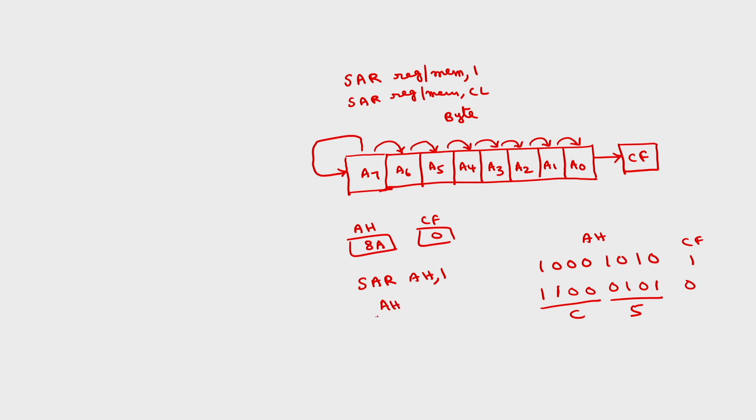AH will be C5 and carry flag will be reset now, because the latch bit is 0; initially this carry flag is set. If I take this as set, then now it will be reset. So this is about shift right operation. The only difference is that instead of inserting the zeros as in left operation, in shift right operation the same MSB bit will be copied. That is the difference between shift left and shift right operations.